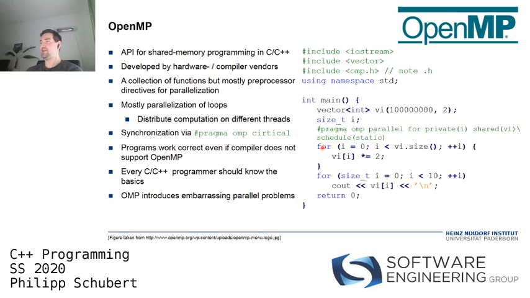You could parallelize that for loop by just putting right in front of it pragma omp parallel for. You say the integer loop counter is private, so each thread has its own portion of the loop and its own loop counter. You wish to share that vector across all threads, and the schedule should be static. That means each thread gets approximately the same range of that for loop. Then this loop runs in parallel. You can look up on the internet how that works in detail, and you can also try it yourself. It's really great to use.